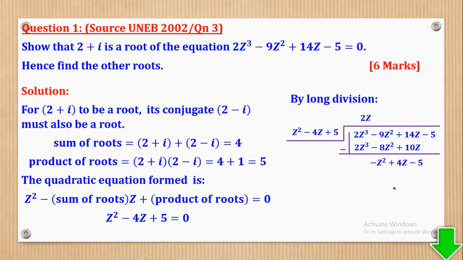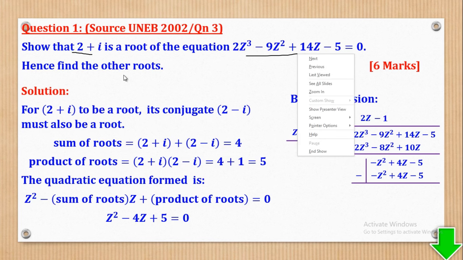Then still this and this I can divide. So the whole of this divided by this, I'll come up with -1. So this -1 multiplied throughout the whole of this gives you that expression. The next is to subtract. When I subtract, I'll come up with 0 as the remainder. 0 meaning that there's no remainder, therefore we have shown that this is a root to this.